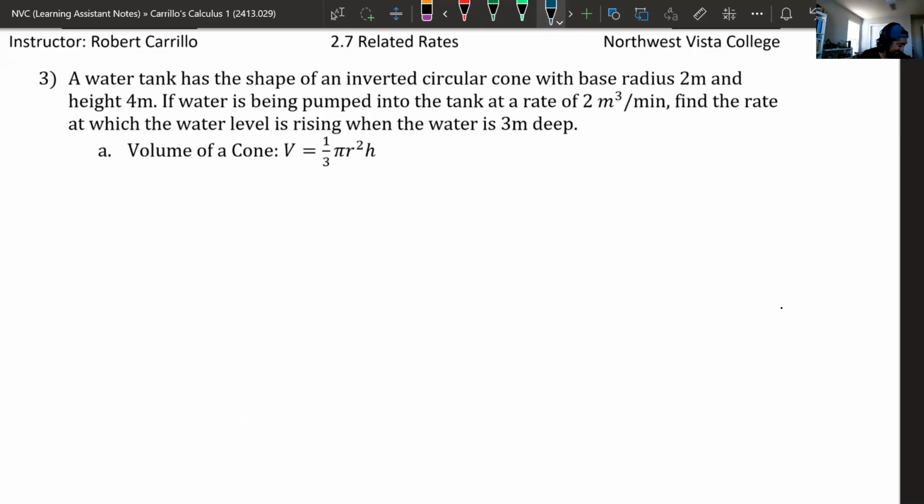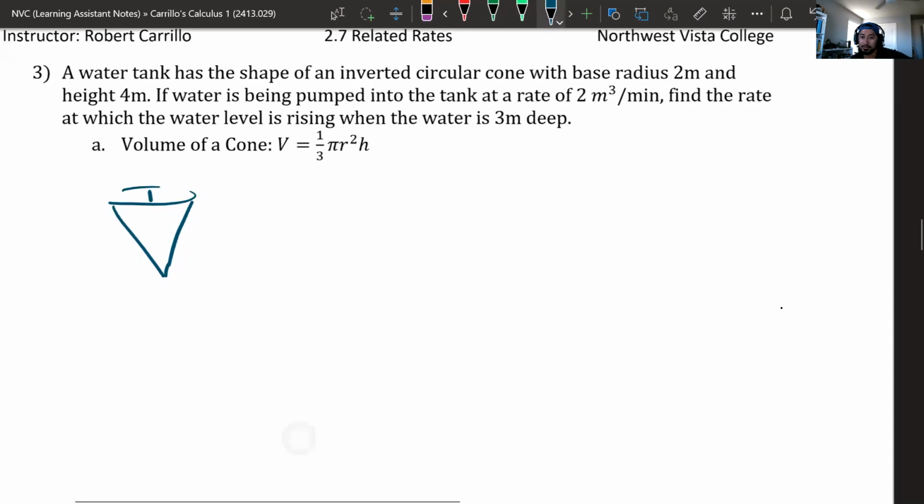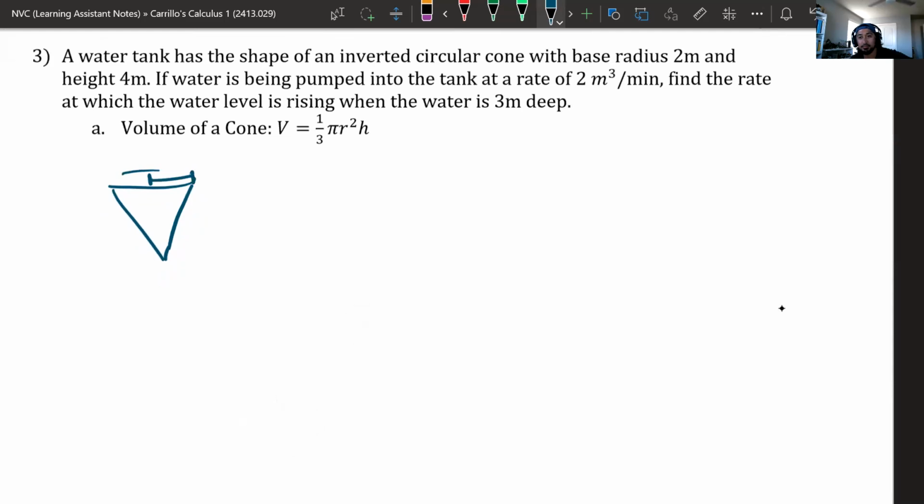Next week. Okay. So we have a water tank that is in the shape of an inverted circular cone. So that means that our tank looks something like this, right? The base radius is 2 meters and the height is 4 meters. So remember this cone is inverted, so the base radius is referring to this radius. So this radius is 2 meters and this height is 4 meters.